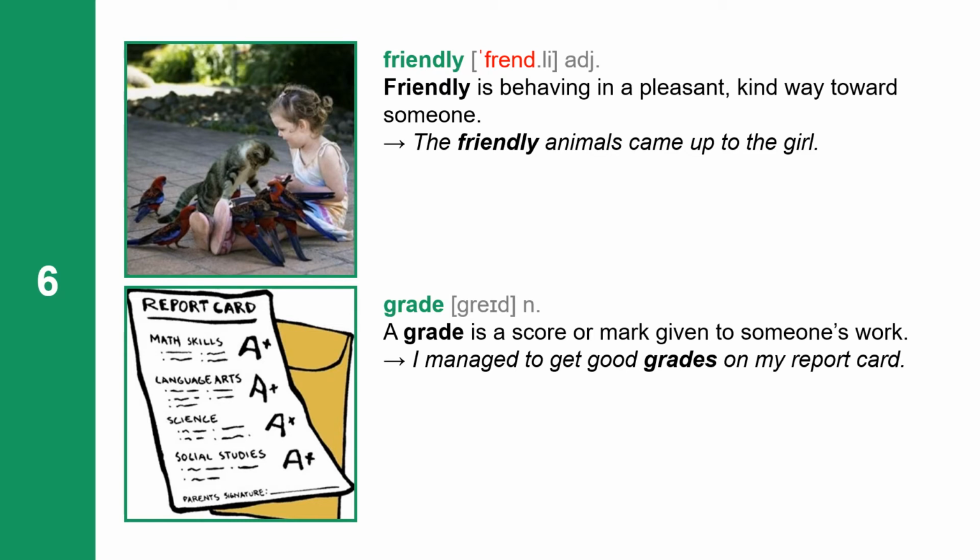Next word, friendly. Friendly has 2 syllables. Friend, accent on the first syllable, and ly. When you say friend, you say friend. But when you say friendly, you don't pronounce this. Friendly is behaving in a pleasant, kind way towards someone. The friendly animals came up to the girl.